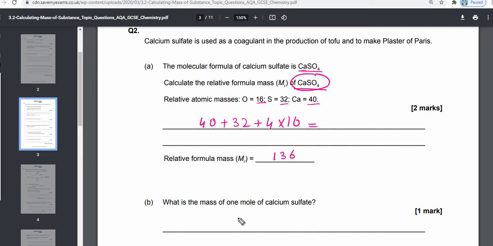So this is it. Now it says what is the mass of 1 mole of calcium sulfate. So 1 mole of something is equal to its relative formula mass. So 1 mole of calcium sulfate will be equal to 136 grams, because this is the relative formula mass. It's just like 1 mole of carbon is 12 gram, because the molar mass of carbon is 12, and the molar mass of nitrogen is 14. So the mass of 1 mole of nitrogen will also be equal to 14. So same goes for this one. The mass of 1 mole of calcium sulfate will be equal to its relative formula mass, that will be equal to 136 grams. Now let's move on to part C.